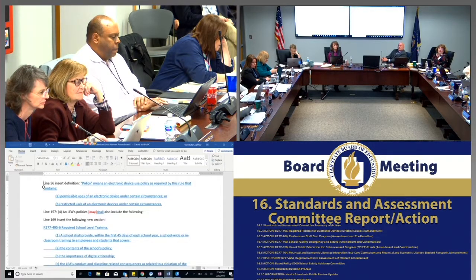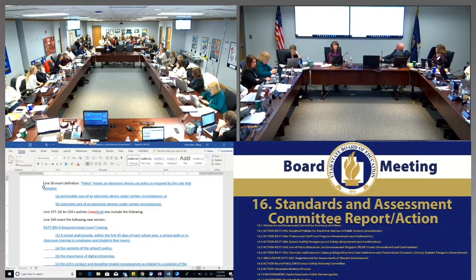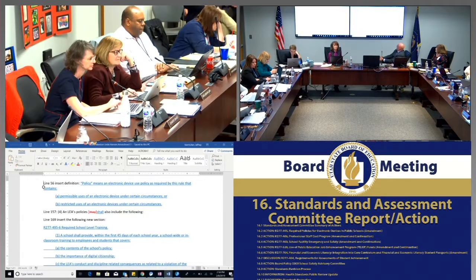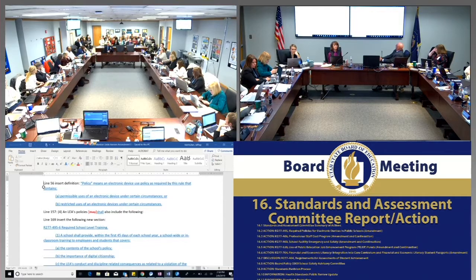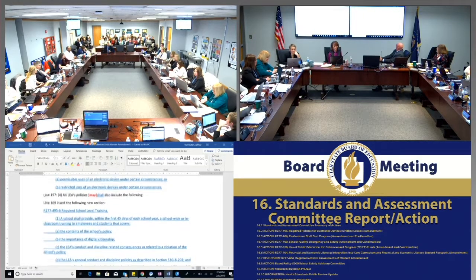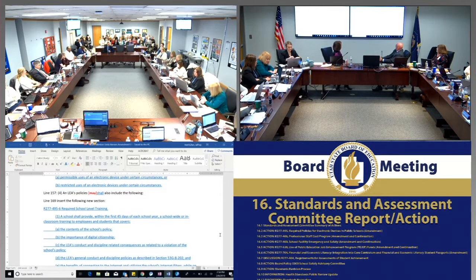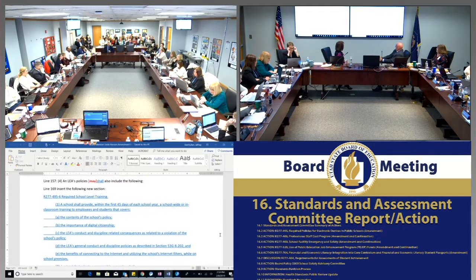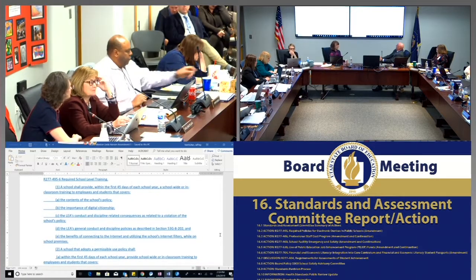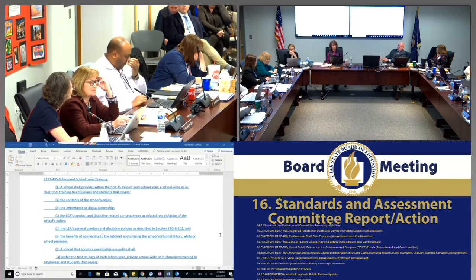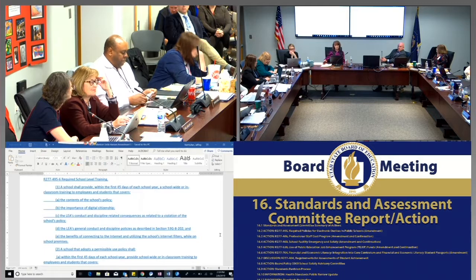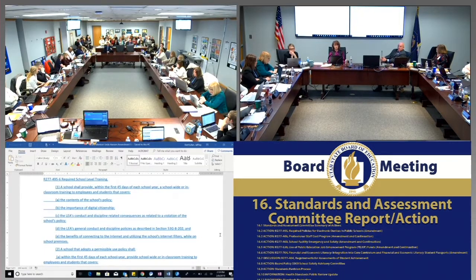The request was also made for line 157, so we had everything we require for the policy, and then we said in the rule, and these are additional things you may require. The request was to say you have to require all of them, so that's the change from may to shall. And then the final piece is almost verbatim from the bill itself regarding the training components. I will point out this is on a school level, not an LEA level, so the schools shall each provide a training once a year.